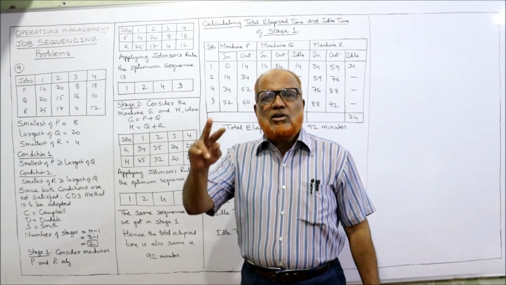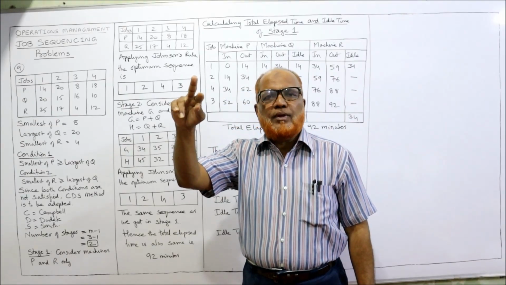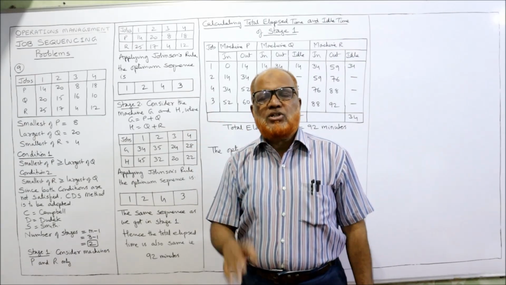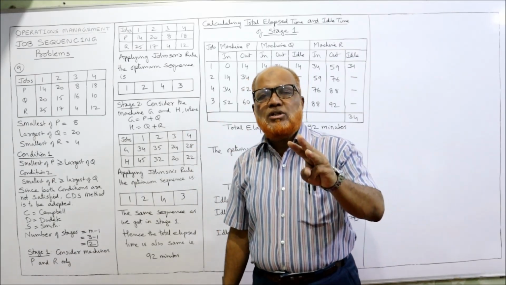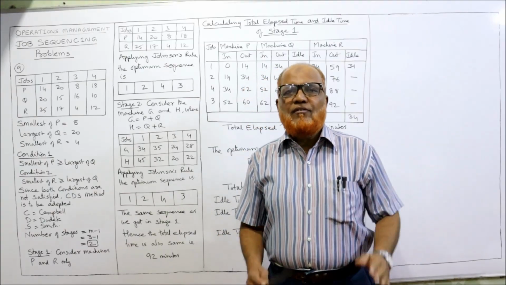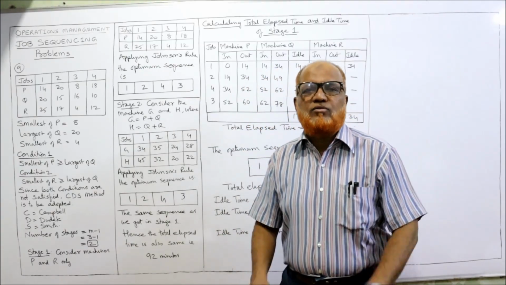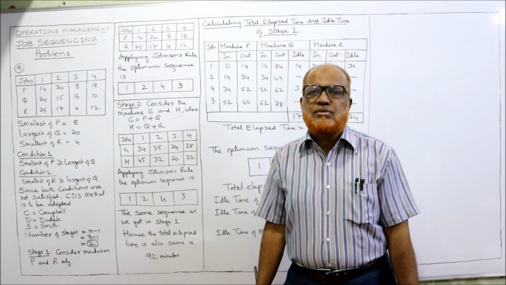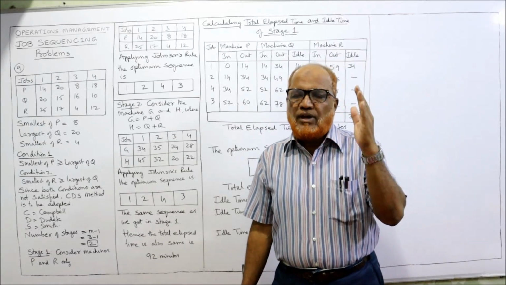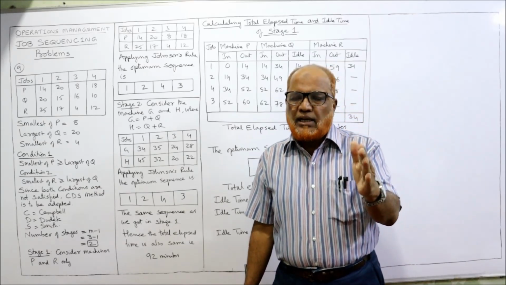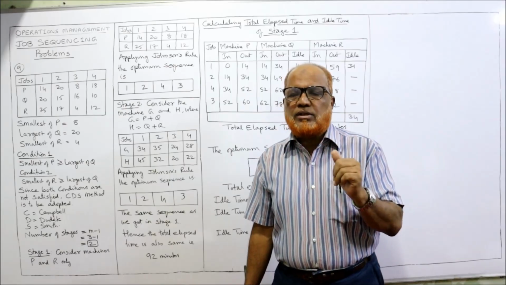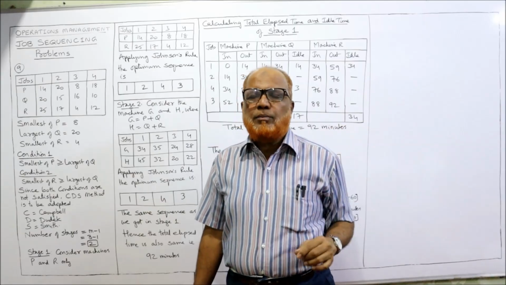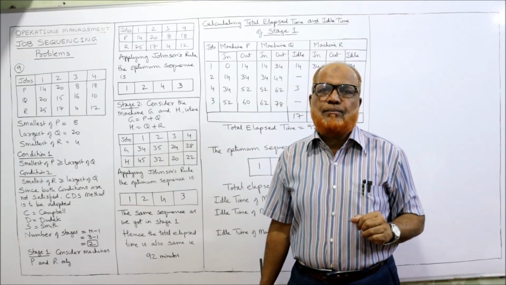In the second stage, join the first two and make it one machine, and join the last two and make it one machine. So we are converting three machines into two machines. First two we have joined and the last two we have joined. Again we calculate the optimum sequence and then the total elapsed time. So in the first stage we have ascertained the total elapsed time and optimum sequence. In the second stage also, again we have to find out the optimum sequence and the total elapsed time.